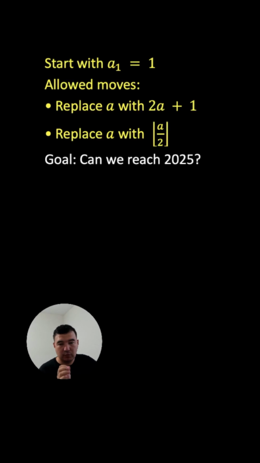Very simple two moves. Starting with 1, you can multiply the number by 2 and add 1, or divide it by 2. Can we reach 2025 using these two operations if you start with 1? That's a very simple idea.